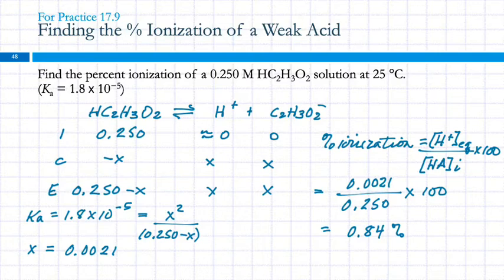So when we look at the acid ionization constants and we talk about weak acids only ionizing partially, I don't think we really recognize how little they ionize. And so here, it's less than 1% of the weak acid.